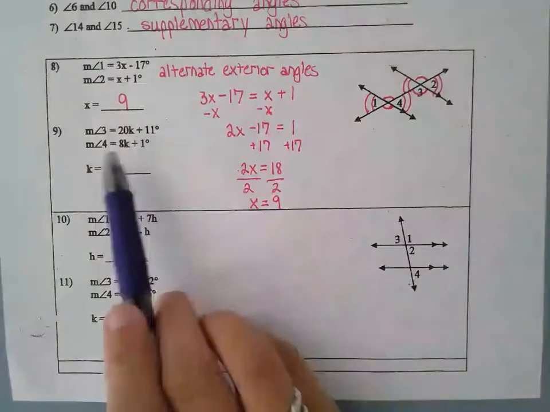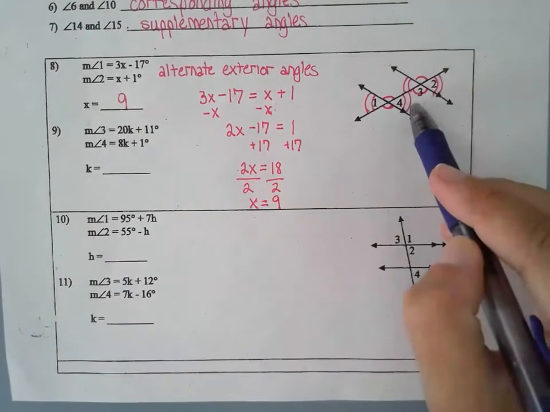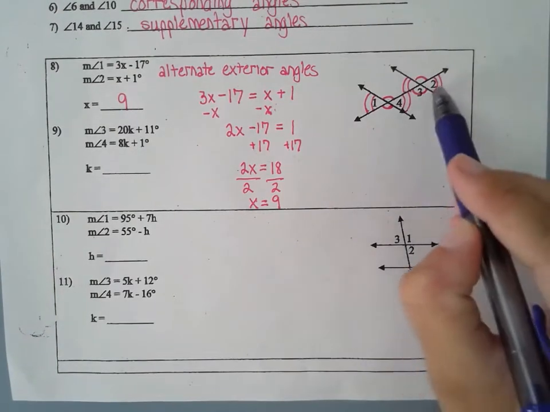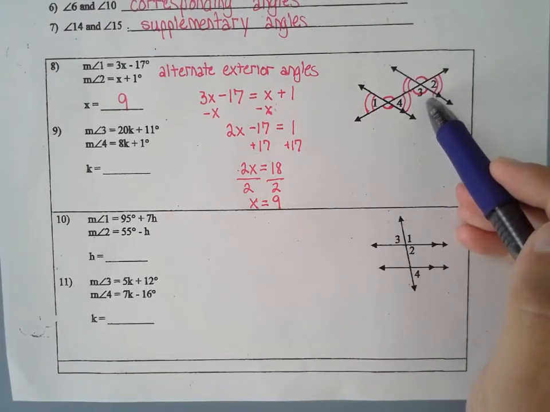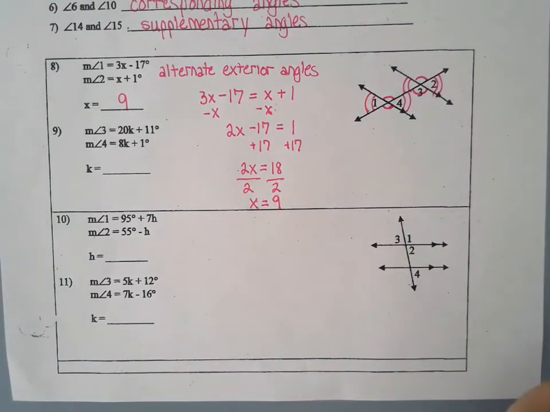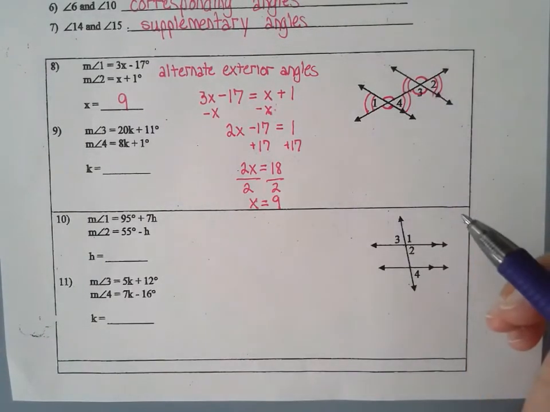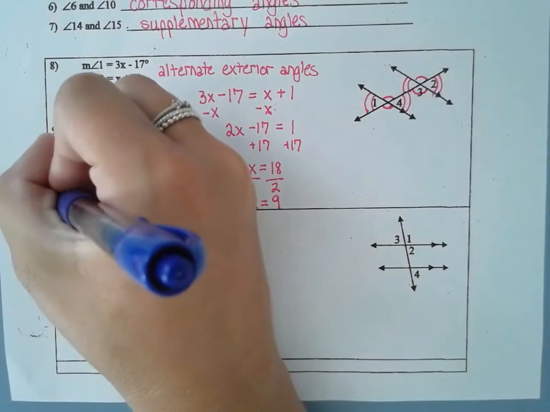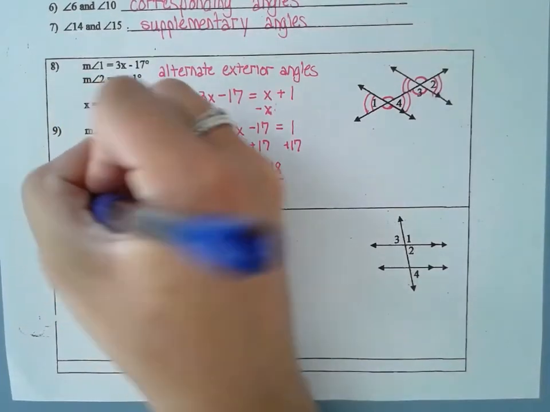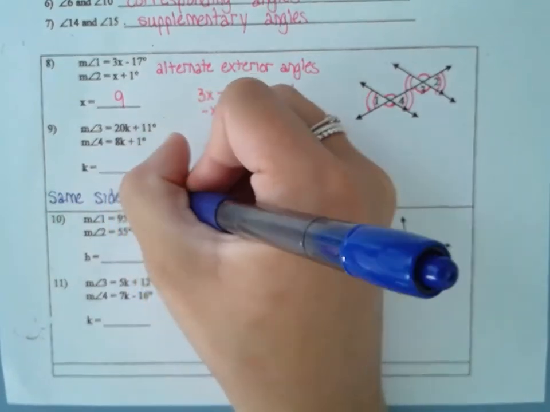As I move on to the second part here, it's having me talk about angle 3 and angle 4. As I noticed from these congruence marks that I drew, angle 3 has 1 congruence mark, while angle 4 has 2 congruence marks. Both of these are in between the parallel lines, meaning that they're interior angles, and they are on the same side of the transversal. So these are same side interior angles.